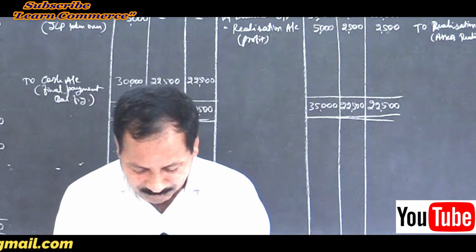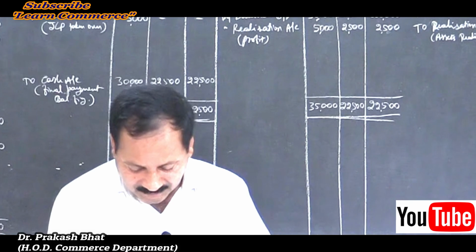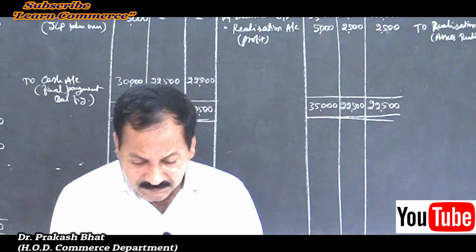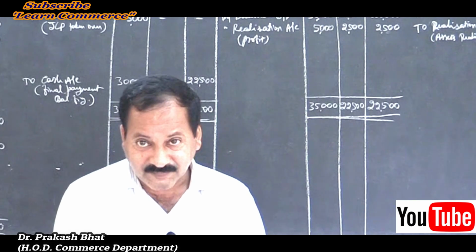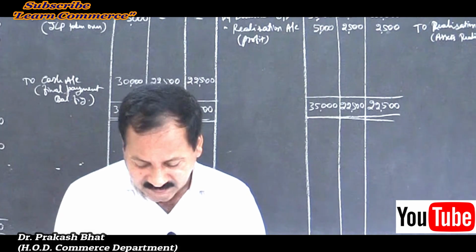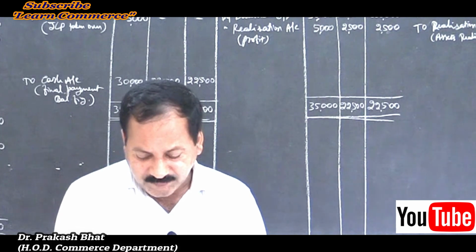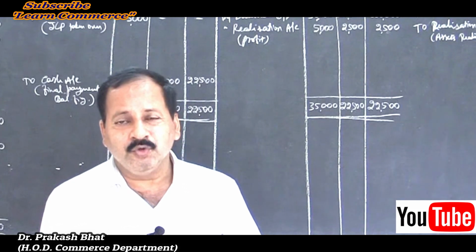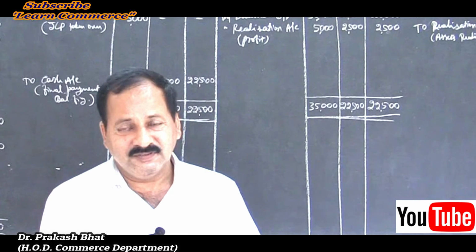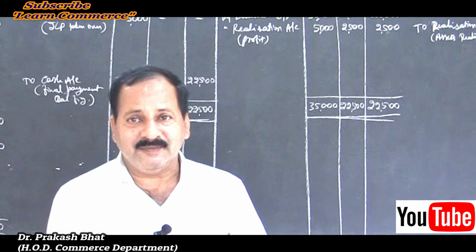So take your assignment problem, problem number 7, page number 71, that is Rashmi and Geeta are partners. Very easy problem. No special adjustments are there. Solve it and submit your assignment on time.